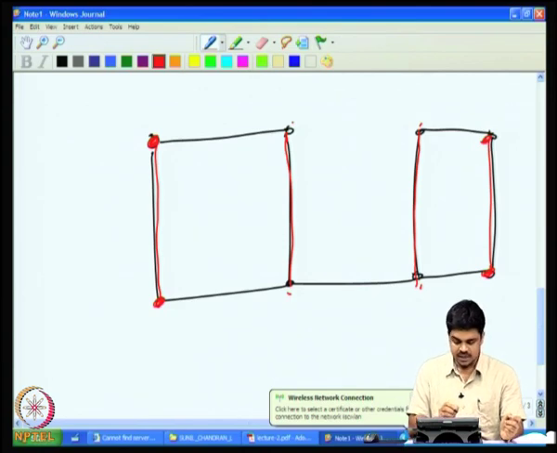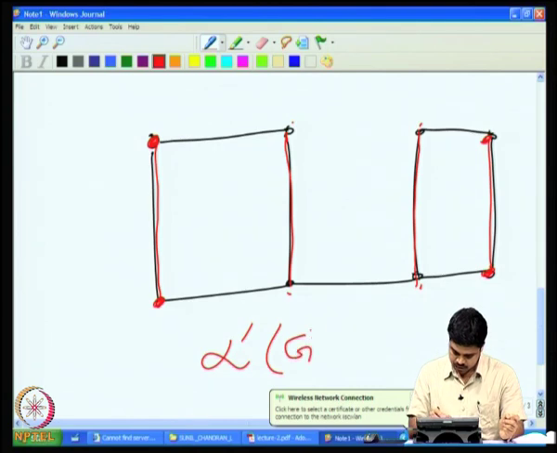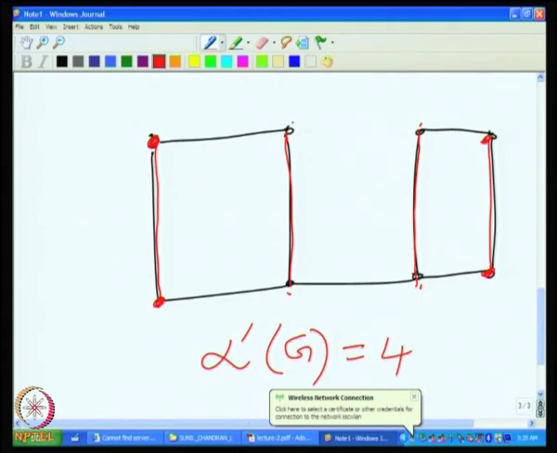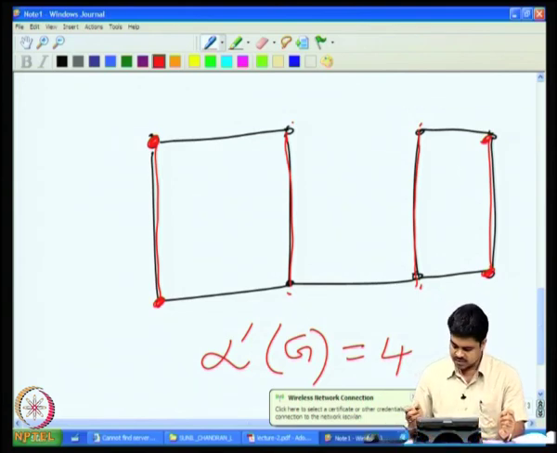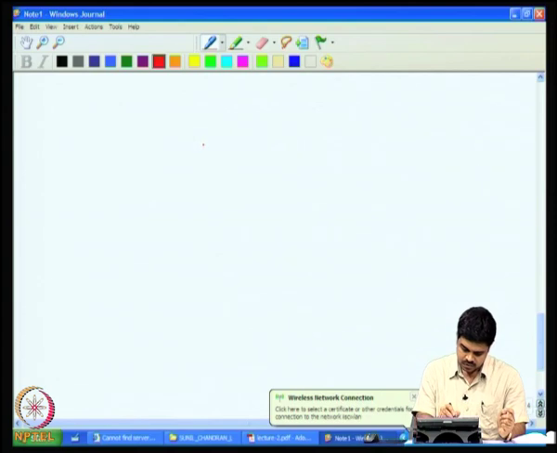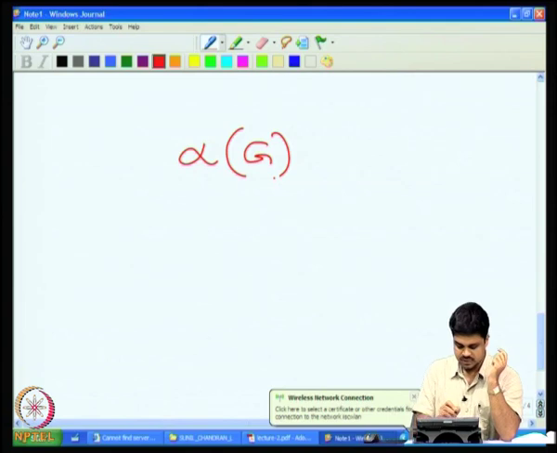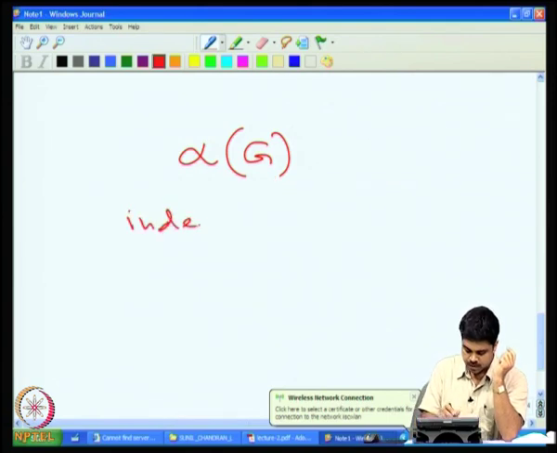And the cardinality of the biggest matching in a graph will be denoted by alpha dash of g, and here for this graph it is 4 as we see. You can see that I have used alpha dash to denote this, while we had a concept which was denoted by alpha of g in the last class. It was the independence number or the stability number.